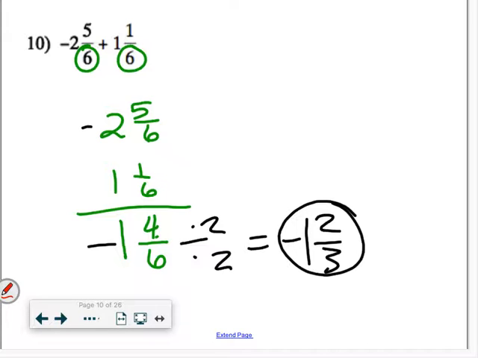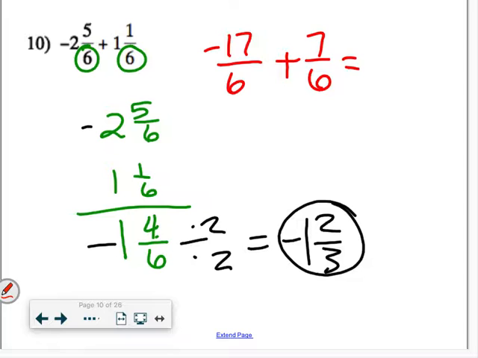Man, this method's so much faster. Why didn't I always teach them this way? Yeah, probably the regrouping stuff is hard for some. All right. If you do it the other way, change it to improper. 6 times 2, 12 plus 5, -17 over 6. 6 times 1, 6 plus 1 is 7.